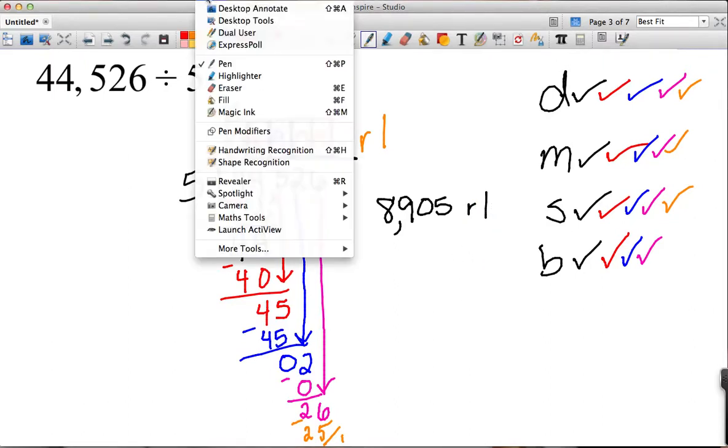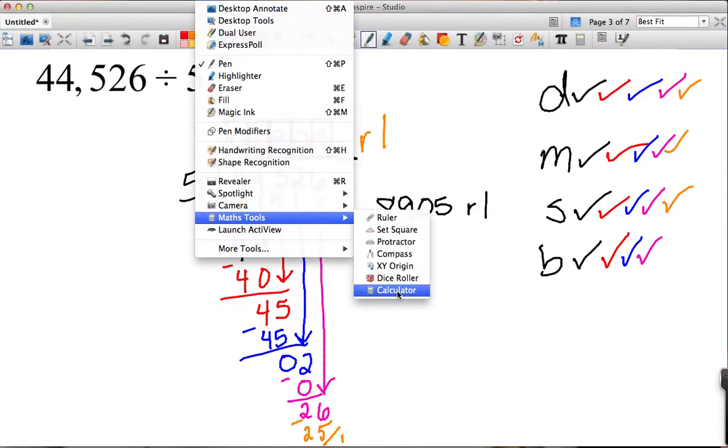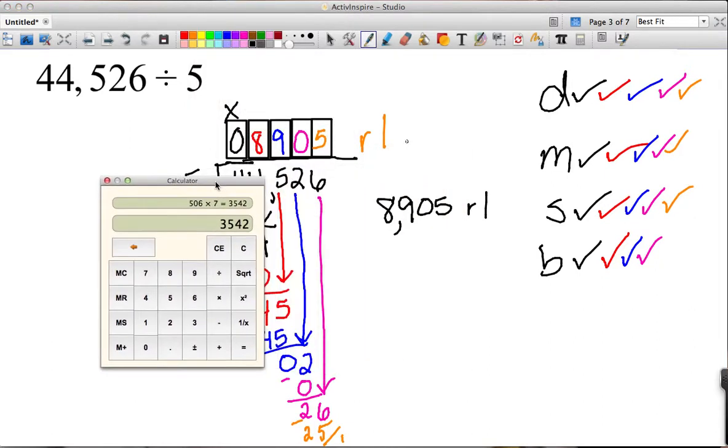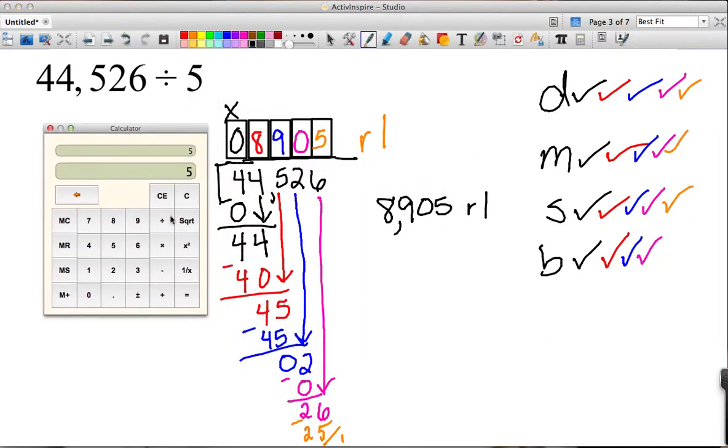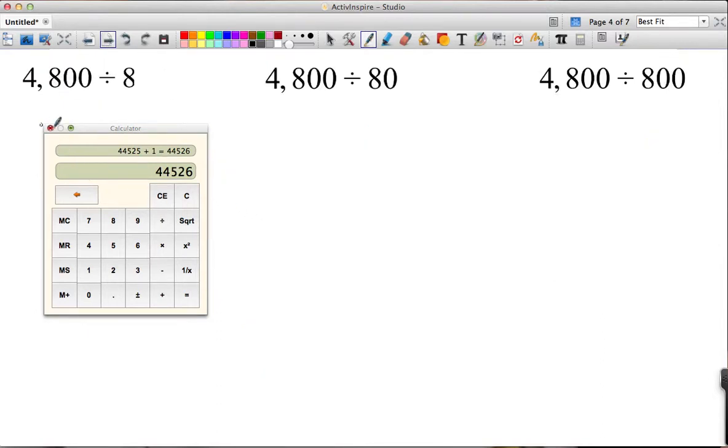Okay, and to check that, again, you can do the multiplication, but you're not going to get an exact answer because you have the remainder. So I can do 5 times 8,905. And I get 44,525 plus my 1 remainder, and I get 44,526. So I know my answer is correct. All right, so that's division with difficult numbers.